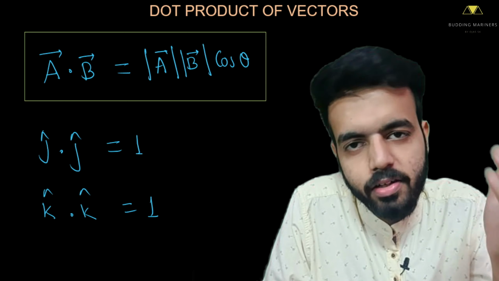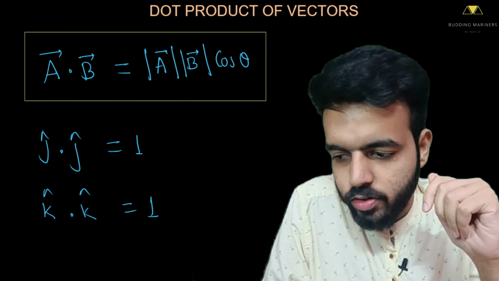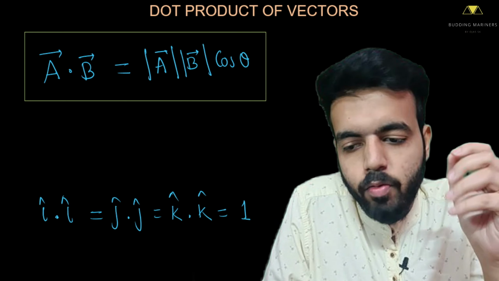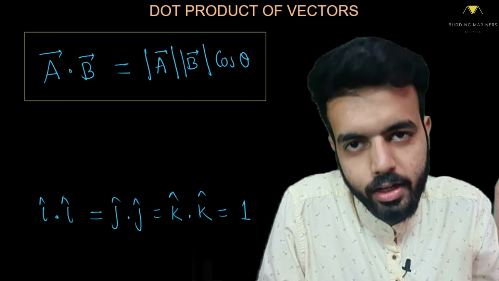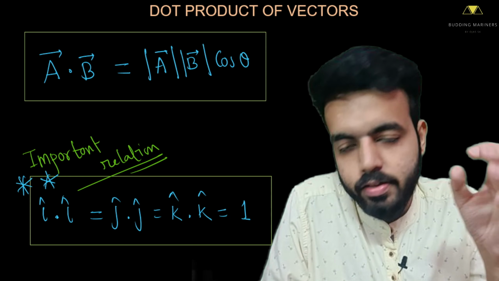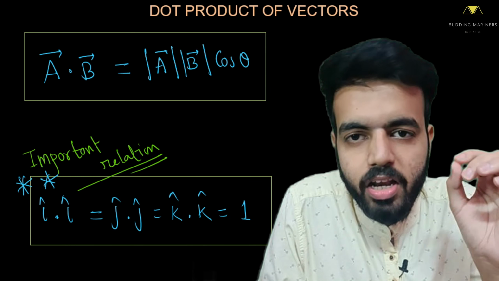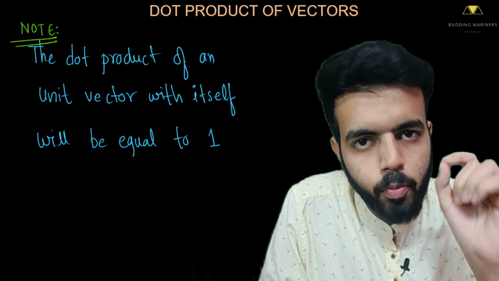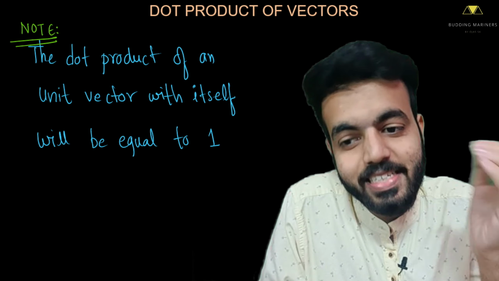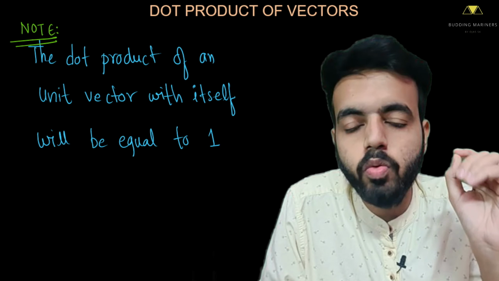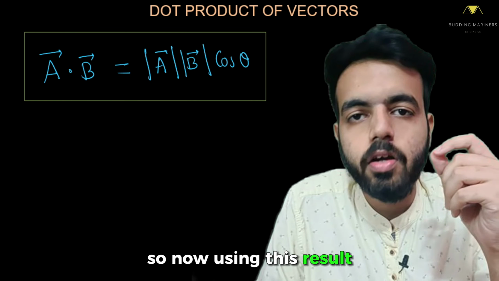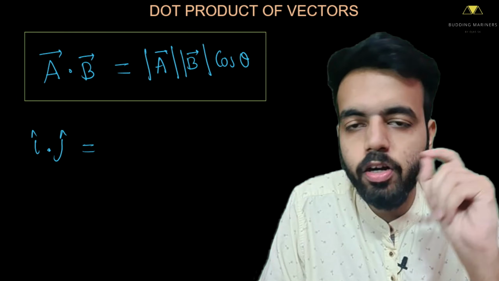Similarly for j dot j and k dot k, we will get 1. So i dot i equal to j dot j equal to k dot k is equal to 1. This is a very important relation, and a very important note should be made that a dot product of a unit vector with itself is always going to be equal to 1, that is unity. So now using this result, we can calculate one more thing, that is i dot j.